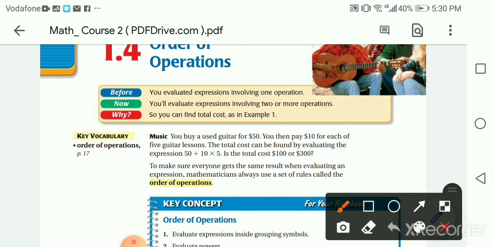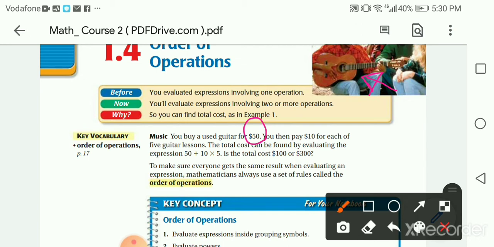Imagine that you want to buy a guitar and train how to play the guitar. You're not going to buy the guitar and sit beside it without playing on it, and you want to have some lessons for training on the guitar. So the guitar costs $50. The cost of the guitar is $50.